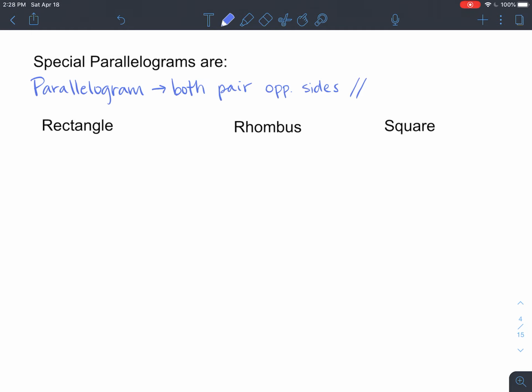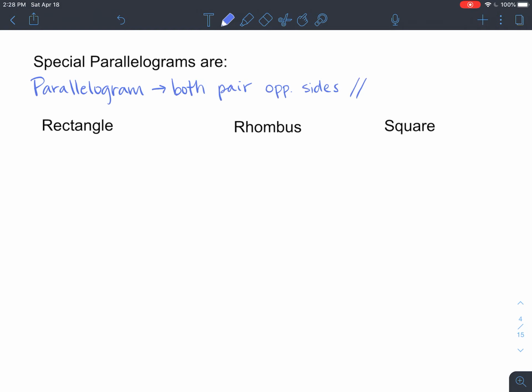Okay, here we are with special parallelograms. Just a reminder from yesterday that a parallelogram is a quadrilateral where both pairs of opposite sides are parallel. So the things that we're going to cover today are rectangle, rhombus, and square. And we are going to continue our parallelogram properties.